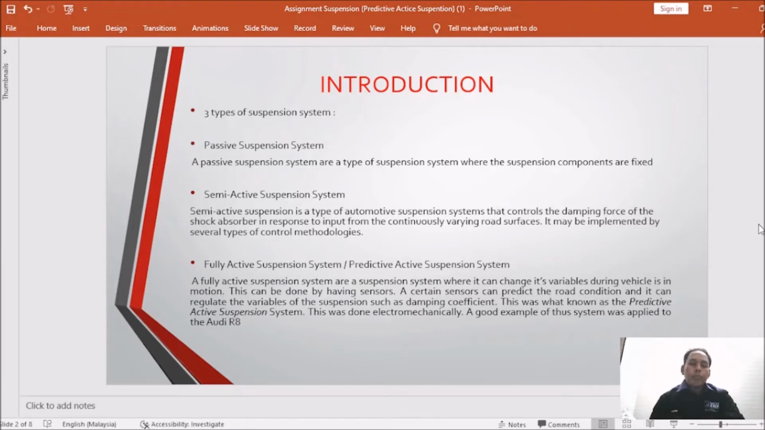Today we are going to talk about a fully active suspension system, or in other words, the predictive active suspension system. A fully active suspension system is a system that can change its variables while the vehicle is in motion. This can be done by having certain sensors. These sensors can predict the road condition, and it can regulate the variables of the suspension accordingly, such as the damping coefficient. This is what is known as the predictive active suspension system. This was done electromechanically. A good example of this system was applied to the well-known Audi R8.